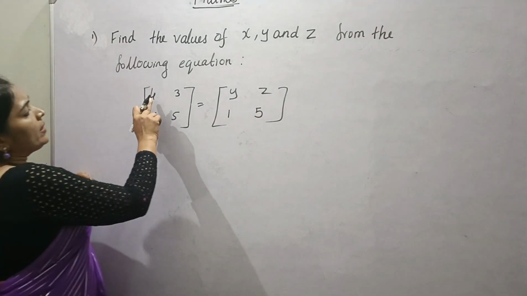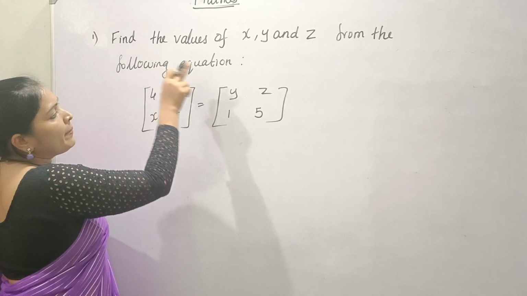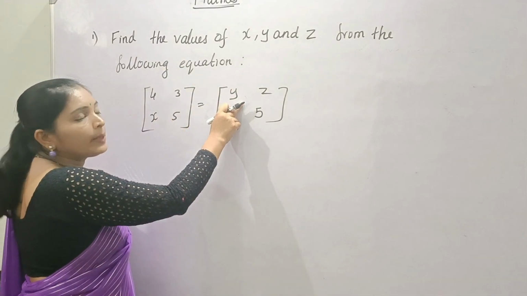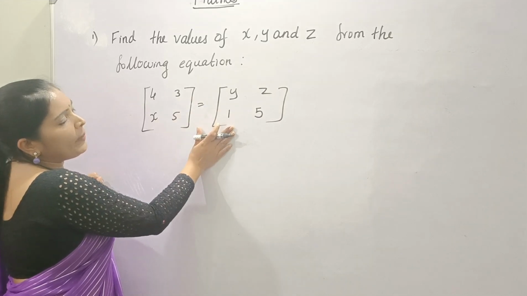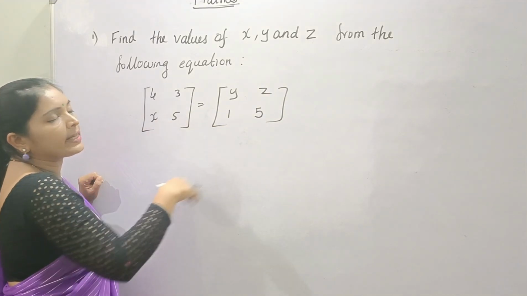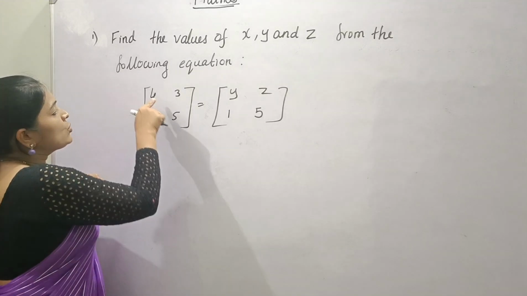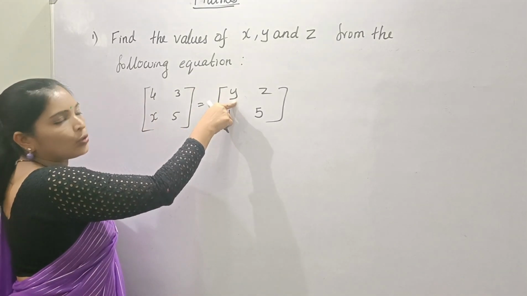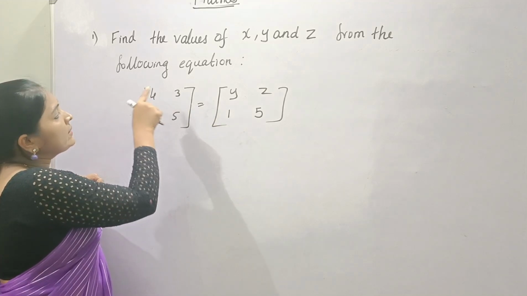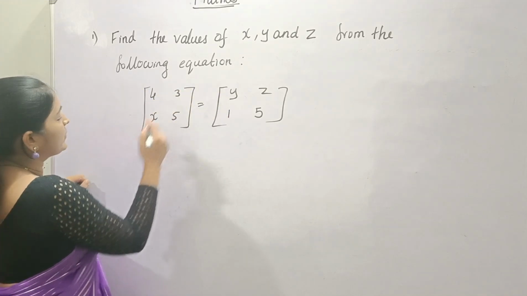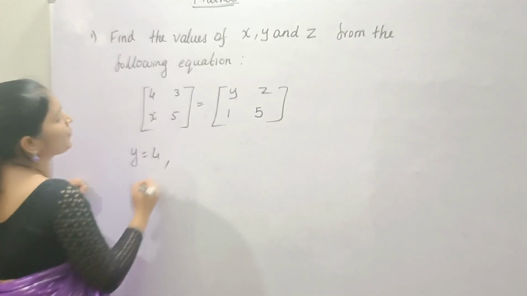Therefore, here the 4 corresponding element in this matrix is nothing but y. It is given that these two matrices are equal, therefore their corresponding elements are equal, right? So 4 is equal to y. Since these matrices are equal, 4 is equal to y. So y is equal to 4.